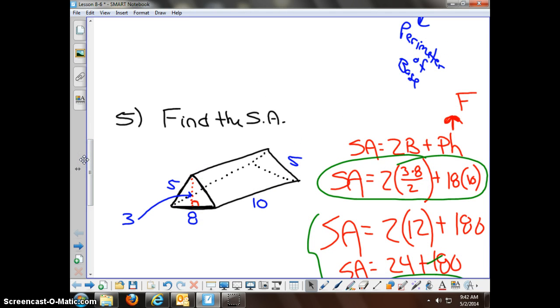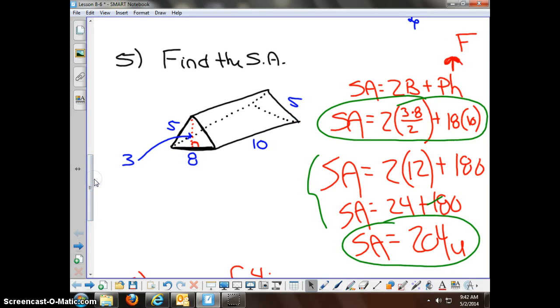The surface area of a prism, actually we did. I just want to discuss number 5, which is in your notes. This is already done. We use the surface area of a prism, which is 2 times the area of the base, capital B, plus F, and F represents the lateral faces. In order to calculate F, you would take the perimeter of one of the bases and multiply it by the height of the prism. When you do all of that, like you see here in number 5, you end up with 204 units.